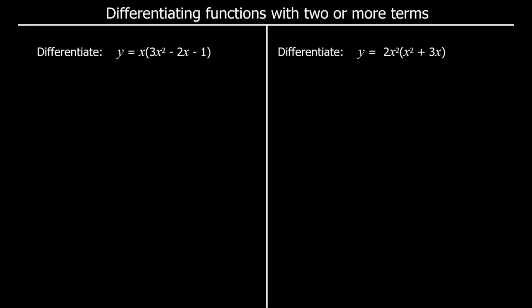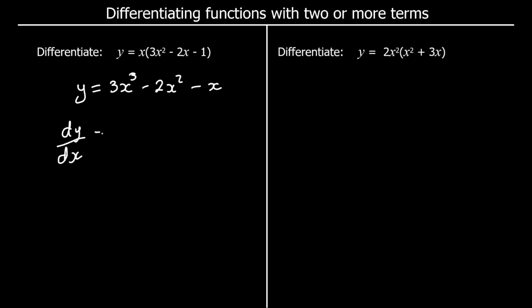This time we've got a bracket. We can't differentiate it in this form, or we don't want to. So we are going to expand the bracket before we differentiate. So y is equal to 3x cubed minus 2x squared minus x.